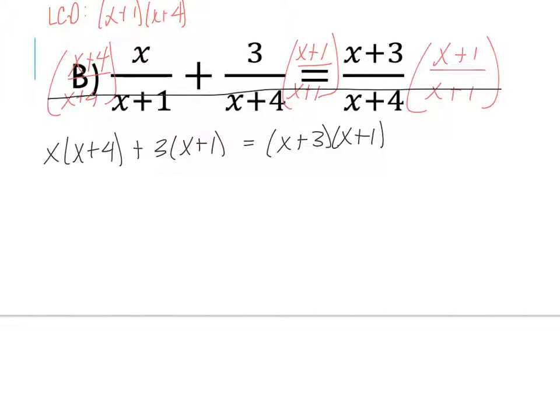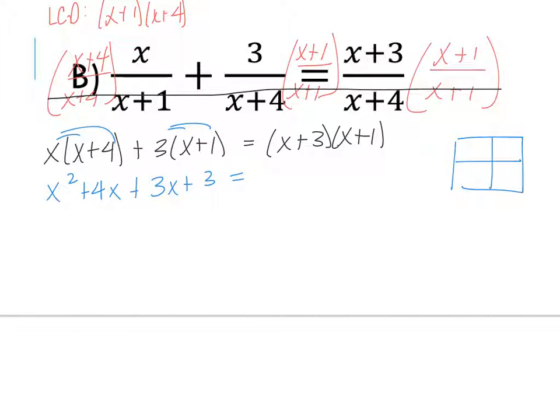If I distribute the x, that will give me x squared plus 4x. If I distribute the 3, that gives me 3x plus 3. If I put this last one in a box, because it's a binomial times a binomial, that's x squared, x, 3x, and 3. So that's x squared plus 4x plus 3. Once again, we need to move everything to one side, but I'm going to go ahead and simplify the left side first.